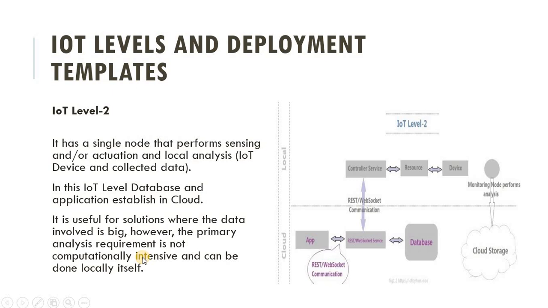It means that if you want an application where you have lots of data, at that time you can use the level 2 system where we can store the data over the cloud, and we perform analysis locally. We can use this system where the analysis requirement is not computationally intensive. So if your analysis is basic or simple, at that time you can use IoT level 2.